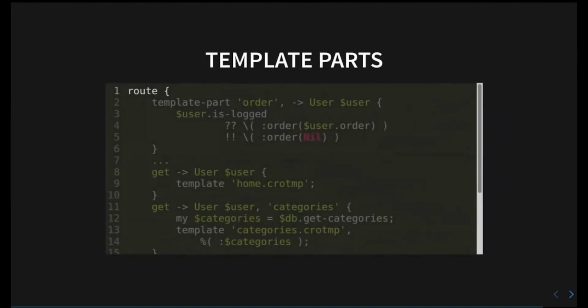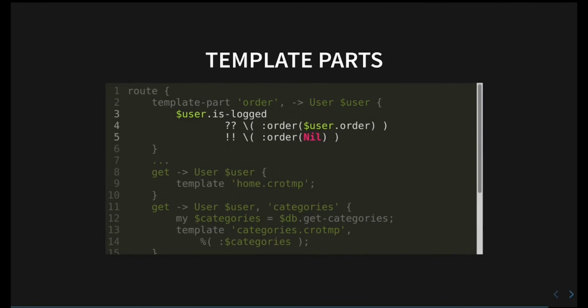Now back to our routes. We call the template part helper subroutine. The first argument is a name which we have to our part in the template, and the second is a block of code. It can optionally take the authentication object. In this case we take it, and then it returns a capture with named arguments, and they can be just positional values as well.